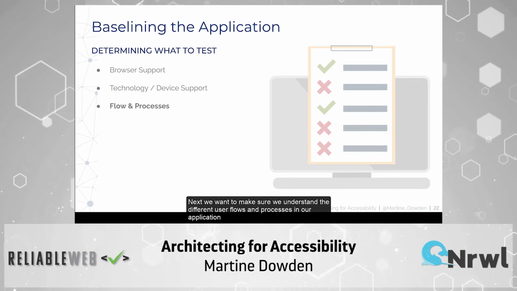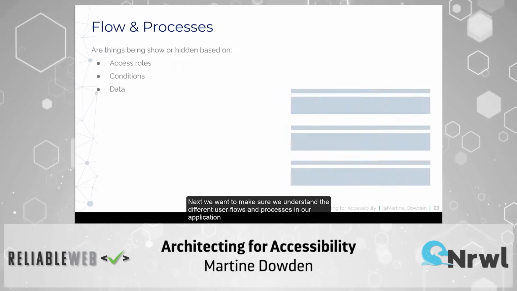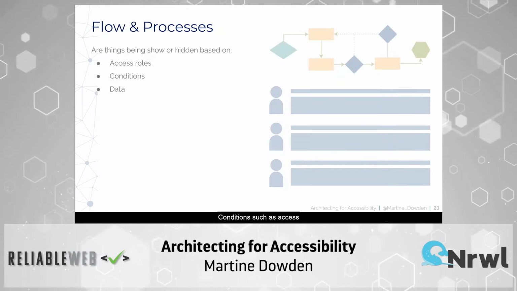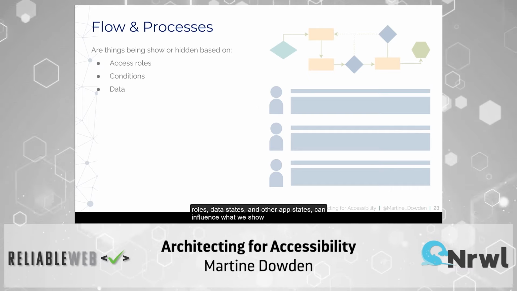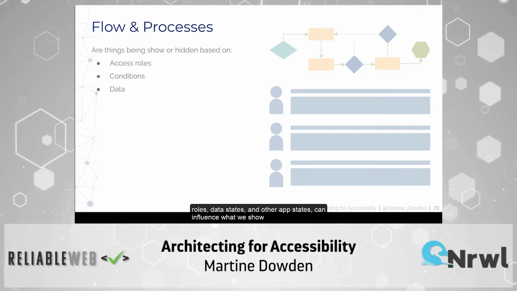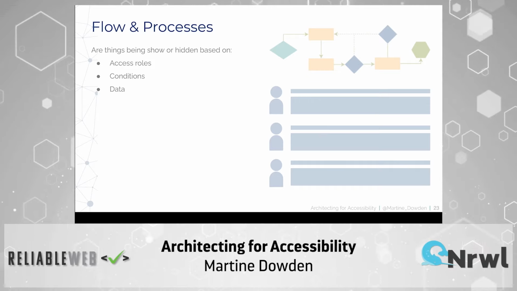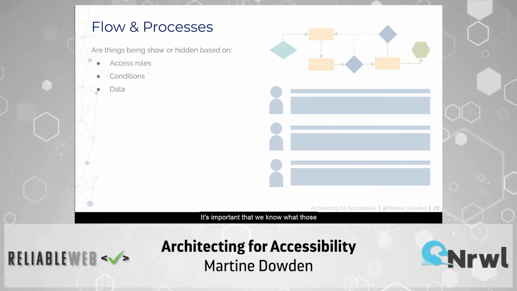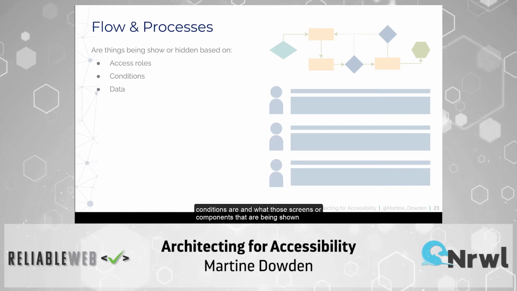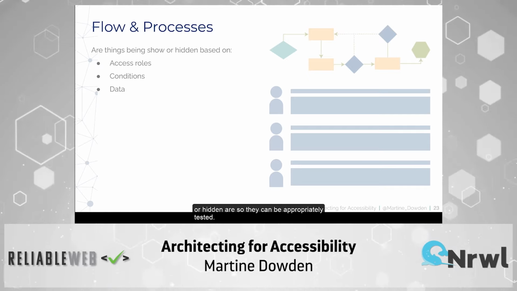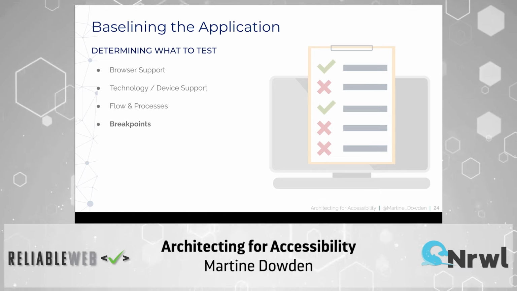Next, we want to make sure we understand the different user flows and processes in our application. Conditions such as access roles, data states, and other app states can influence what we show or hide from our users. It's important that we know what those conditions are and what those screens or components that are being shown or hidden are, so they can be appropriately tested.